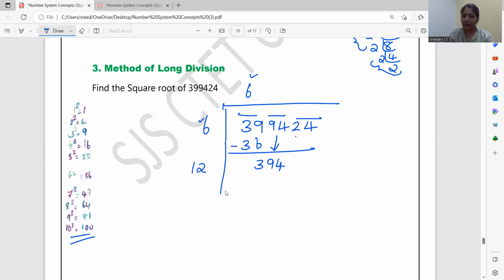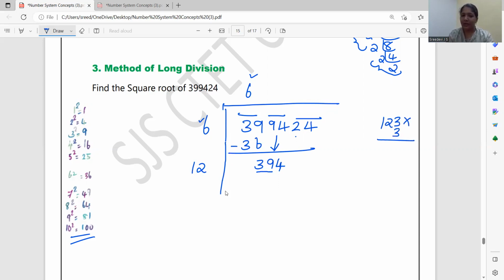Now, when you have the dividend 394, what is the number which when you multiply with 12 gives a number nearer to 39? First two digits only I am taking. 12 ones are 12, 12 twos are 24, 12 threes are 36, 12 fours are 48. So the possibility is 12 into 3, 36. So that 3 you have to write just on the right side of this 12. Then you have to multiply again with that 3.